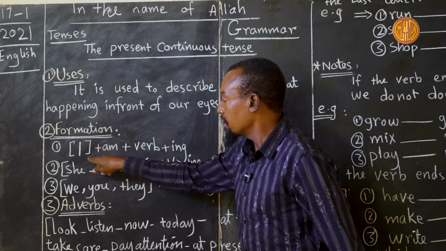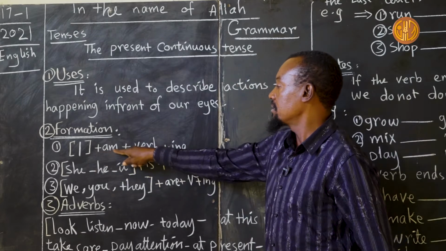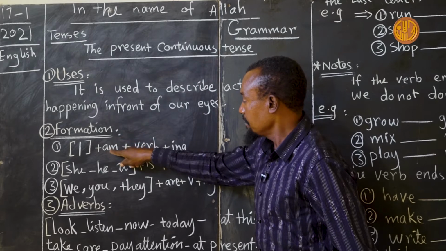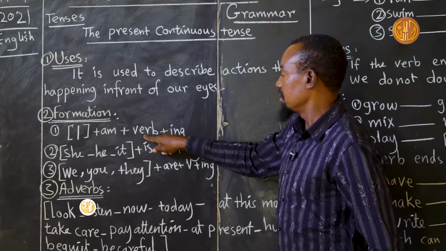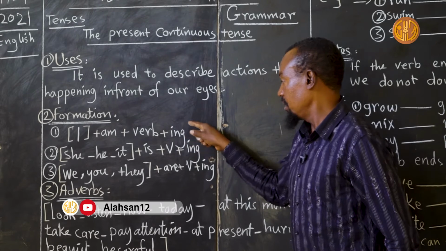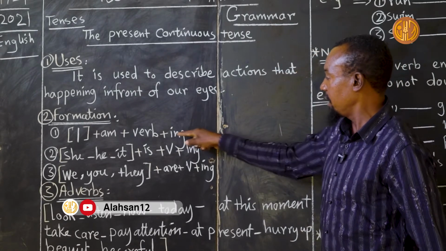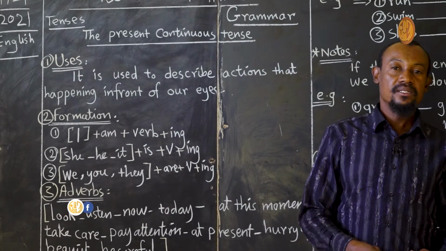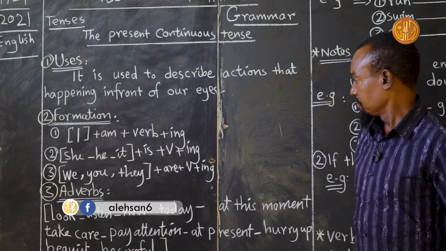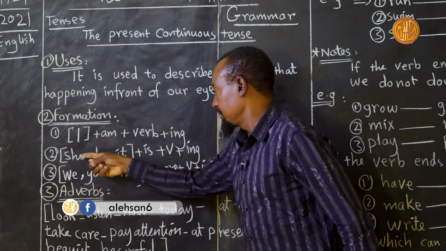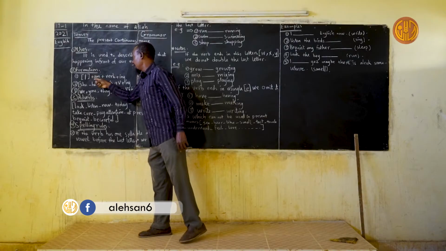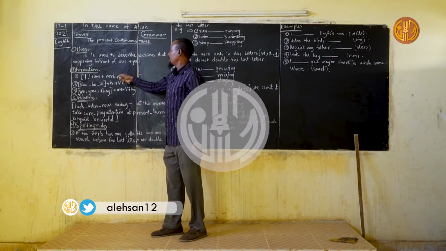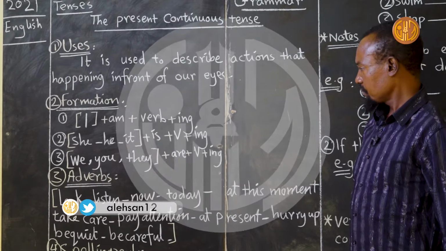When you find the subject I, you write the helping verb am. And to this am, you add the verb, that verb which you find in brackets, and you add ing. This ing indicates that this verb is continuous. So when you find the subject I, you add the helping verb am plus verb plus ing.